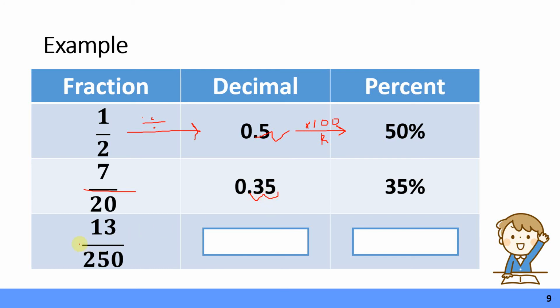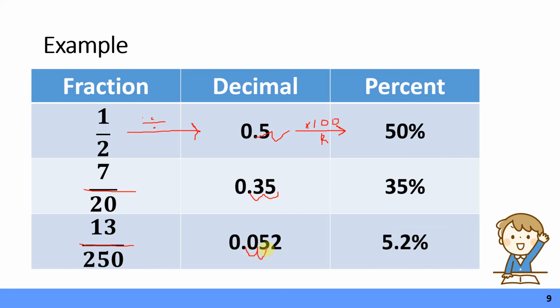All right, the last one here, 13 divided by 250, put that in your calculator. And you should get 0.052. And to make that into a percent, move it twice, add a percent sign, and the answer for this one is simply 5.2%. Okay, so that was just little problems on how to deal with fractions.